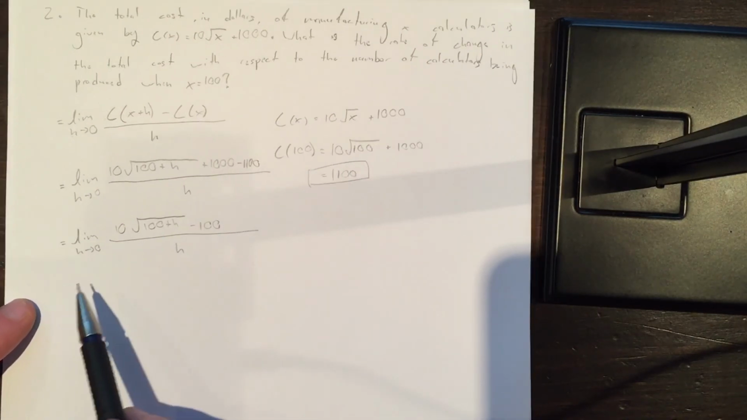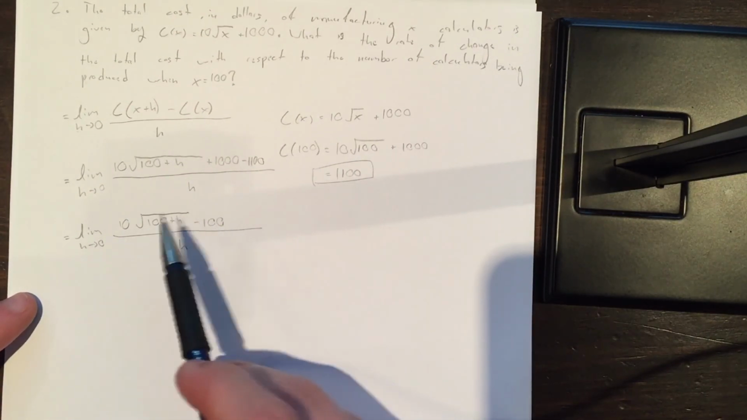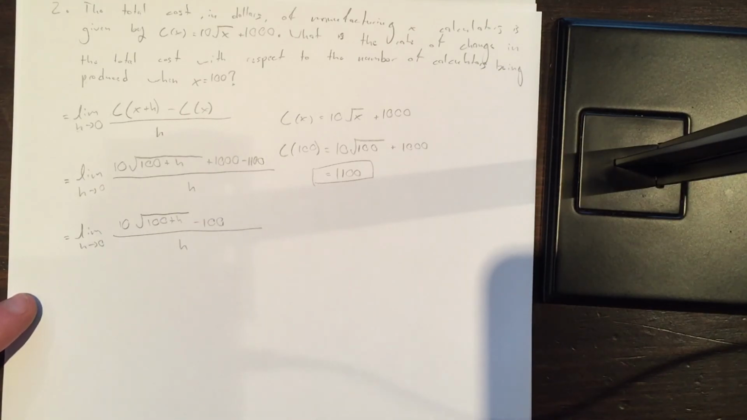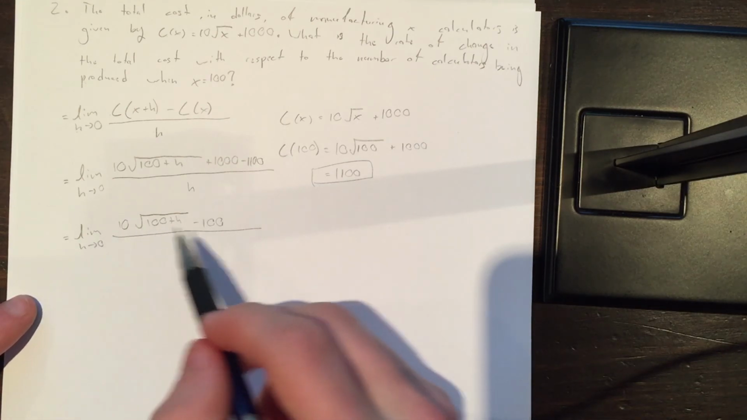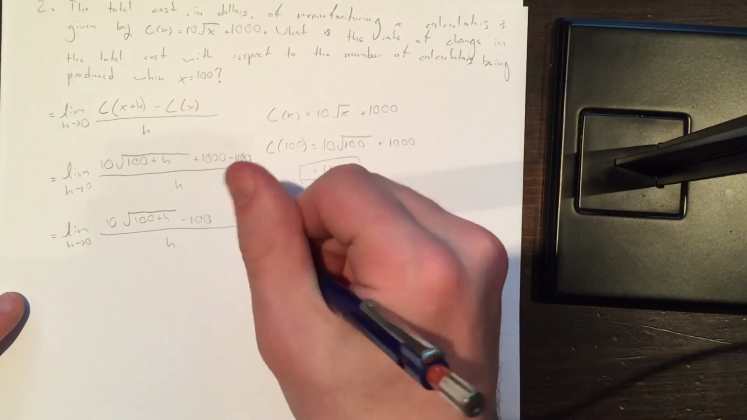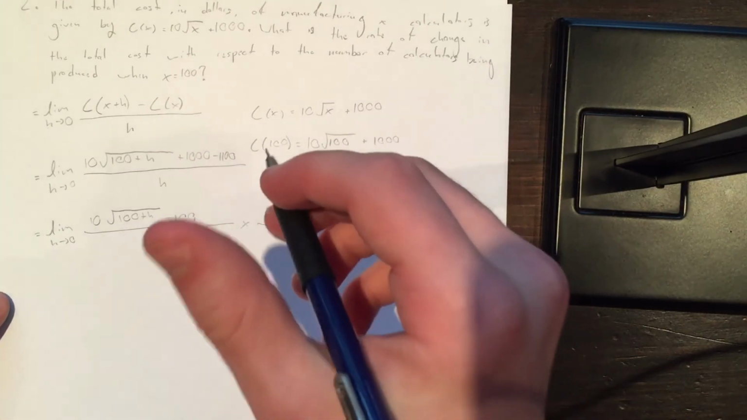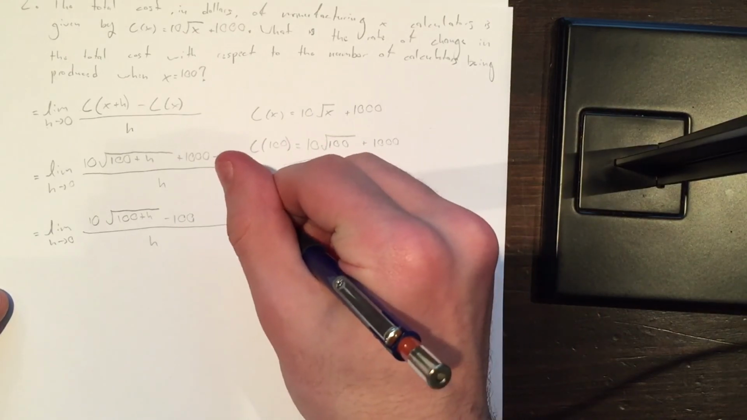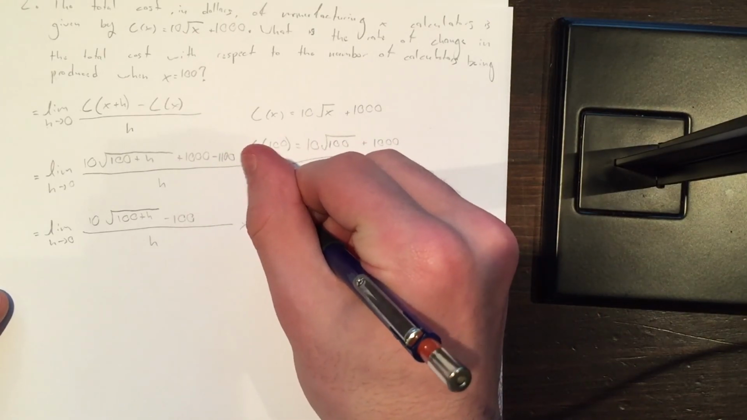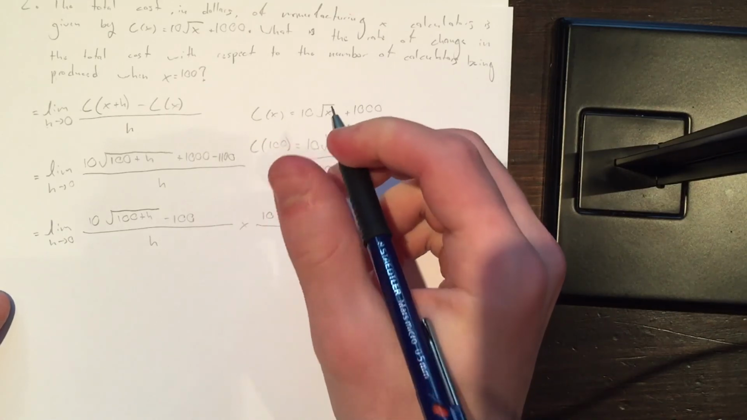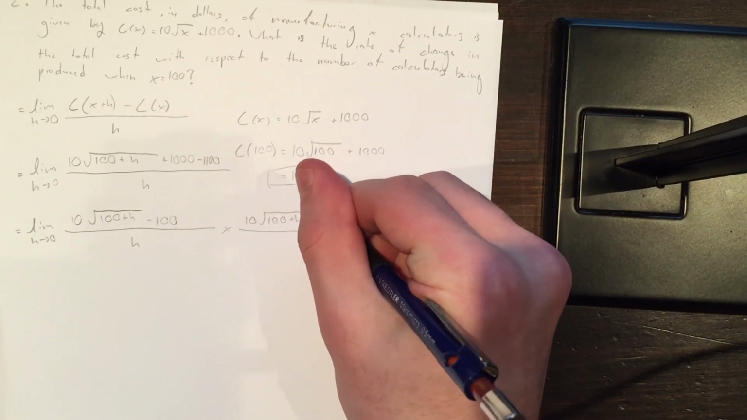Now this step is interesting because we're going to multiply this entire equation by the conjugate of the numerator, and that's going to make things a lot easier to deal with by getting rid of the square root on the top. So we're going to multiply it by its conjugate, which is going to be, in this case, 10 root 100 plus h plus 100.